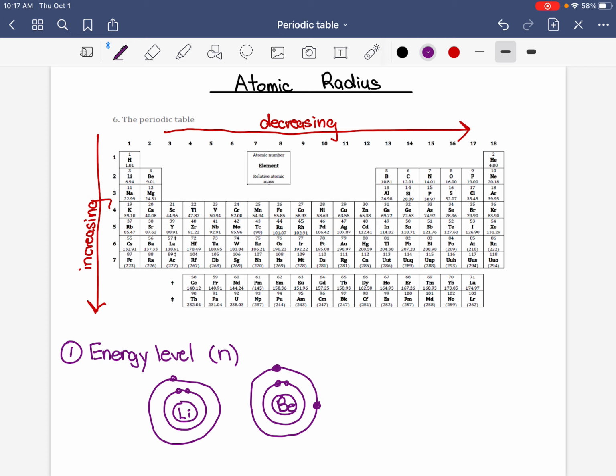But why it is decreasing is the question. And this, of course, will bring me to my second factor that contributes to atomic size. The second factor is nuclear charge.